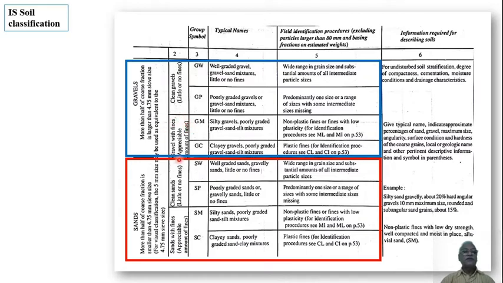If the fines are in the range of 5 to 12%, or more than 12%, then they may be classified as silty gravel or clayey gravel. Similarly, over here, if the fines are less than 5%, then they are pure sands, sand well graded or sand poorly graded. If the fines are more than 12%, then it will be silty sand and clayey sand. So like that the classification goes.